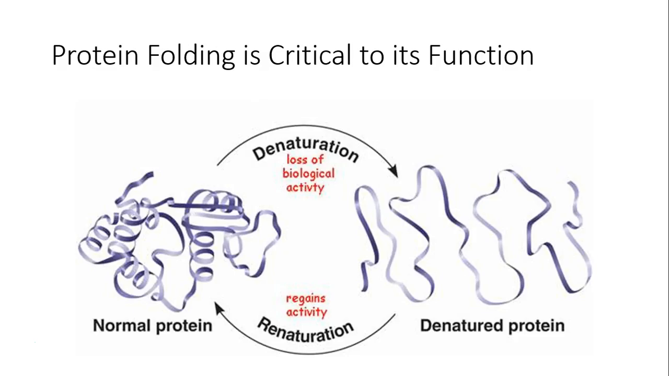So the protein structures are critical to its function and what they're going to do in cells and in your body. So protein folding is very critical to its function. So here you have a normal protein. A normal protein, the folding process happens in the beginning of, or right after the protein is formed. But once you denature a protein, it loses its biological activity. Denaturing, there's a lot of denaturing agents out there. One, for example, is heat. Another one is pH, being acidic or basic.